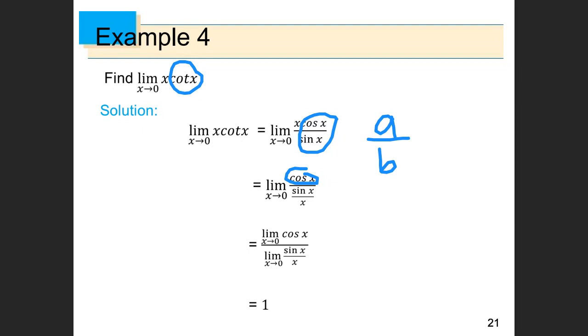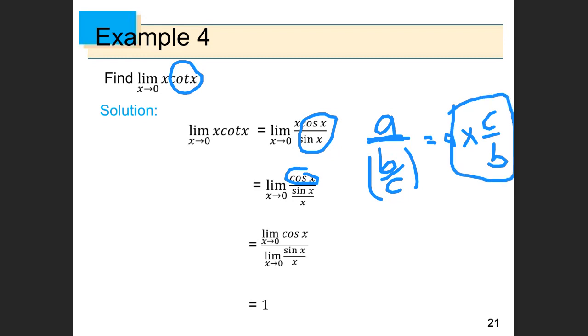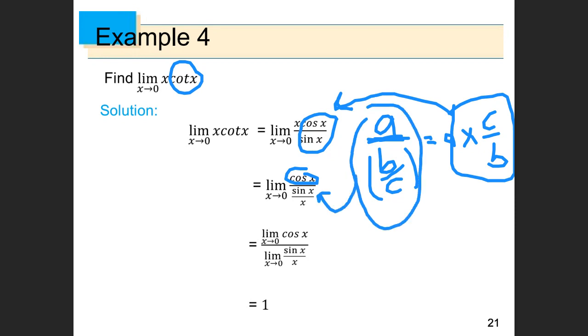So, for example, if I give you something like this, how do you simplify this? This is the same as, you can change this division to multiplication by taking the reciprocal of the bottom piece. So you can say A times the reciprocal of the bottom, which means you're going to get C over B. Now, if you use this idea here, this looks like this, and what I wrote here is actually this. So you now understand why we're allowed to manipulate it.